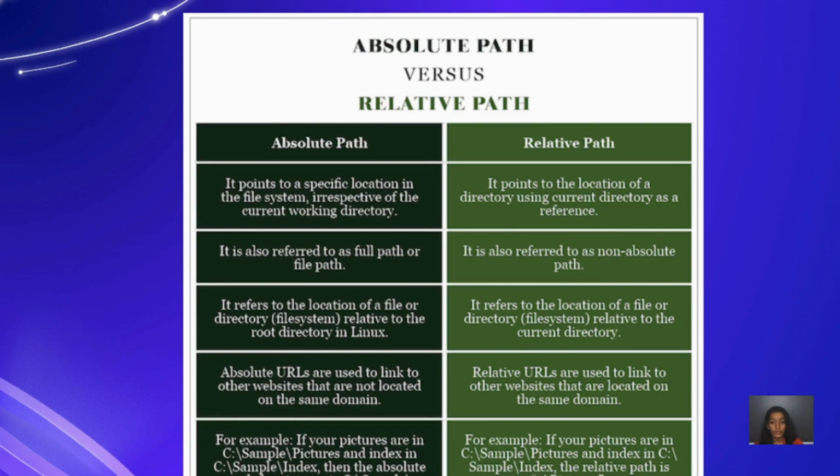Absolute path refers to the location of a file or directory relative to the root directory in Linux, whereas relative path refers to the location of a file or directory relative to the current directory. Absolute URLs are used to link to other websites that are not located on the same domain. Relative URLs are used to link to other pages that are located on the same domain.